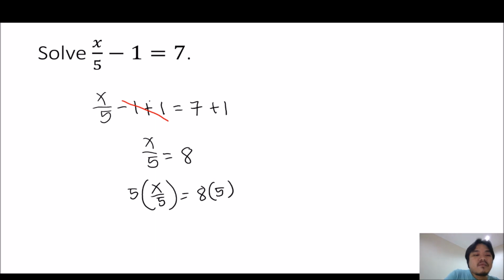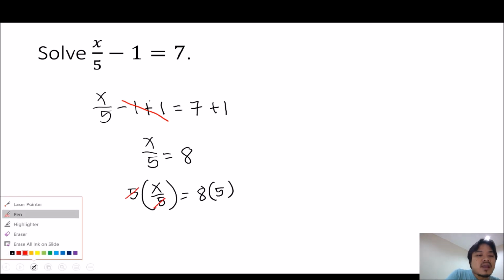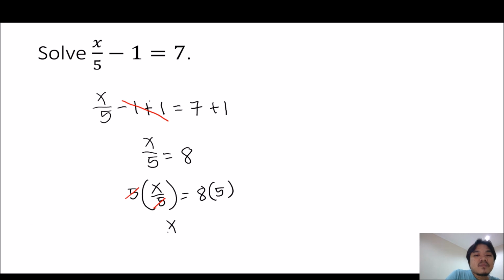So 5 over 5 is actually 1, so we can cancel it. So x will stay, and then 8 times 5 is 40. X is already isolated. The right hand side is already simplified. So x equals to 40 is the solution.